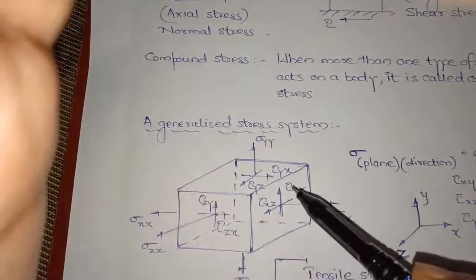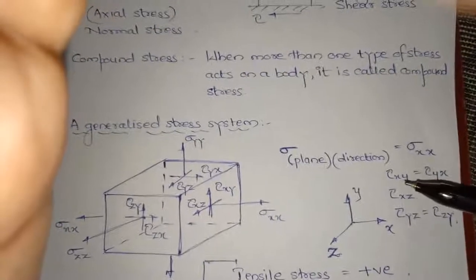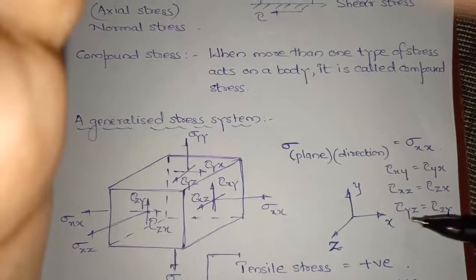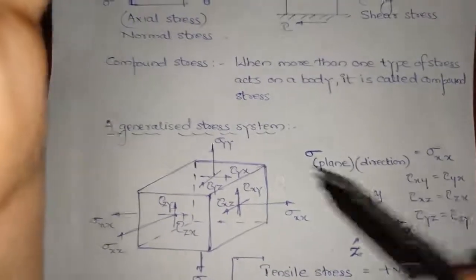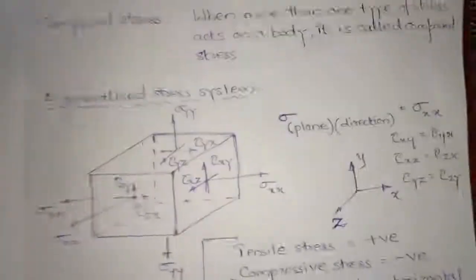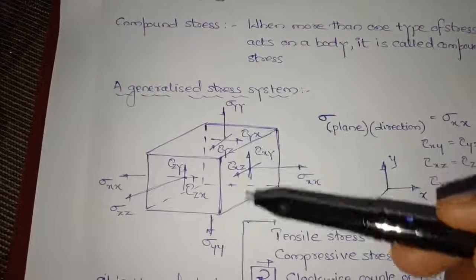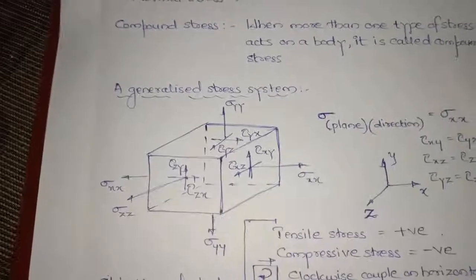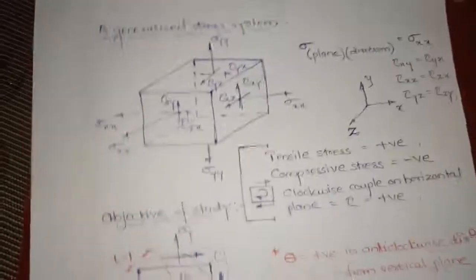Now these stresses are complementary in nature. That is, tau xy and tau yx are equal. Tau xz is equal to tau zx. Tau yz is equal to tau zy. This is how a generalized stress system is represented. Since here normal stress is acting as well as tangential stresses, or we can say normal stress in three directions is acting, the stress system is said to be a compound stress system.